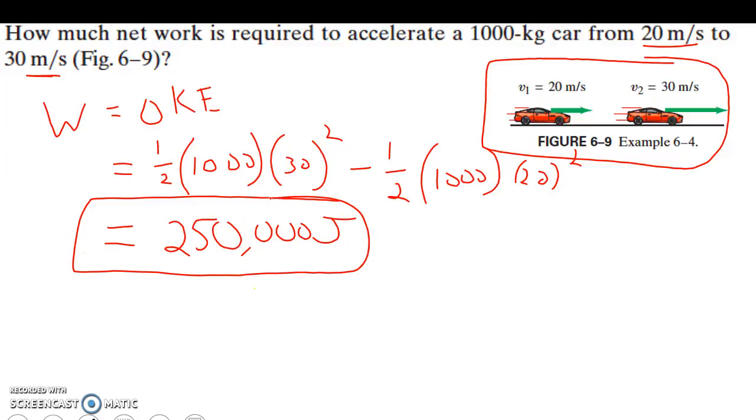Pretty straightforward problem. If you see one like this, you're in really good shape. Just understand that you have to keep track of initial and final velocities. Don't get them mixed up. If you do, obviously you'll get a different answer, because you're subtracting those numbers.